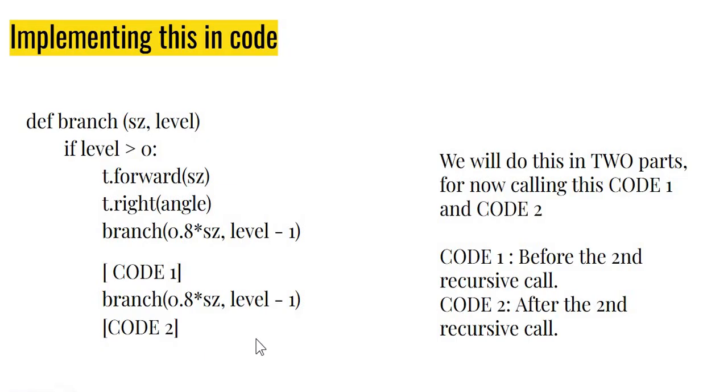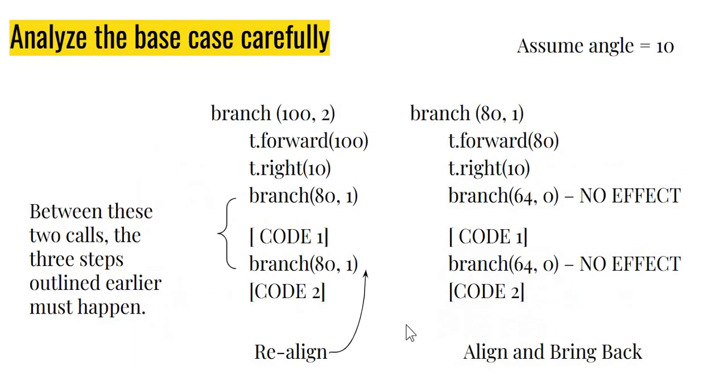But for that purpose, let's again get a bit deeper into, let's say, the base case. Now let's take some numbers here because that makes it somewhat easier to understand. Let's say I want to call my branch with, let's say, 100. So size is 100 and let's say level 2. Now again, remember, this could be a recursive call. This could be an original call, right? So it doesn't matter. Either way, it's the same.